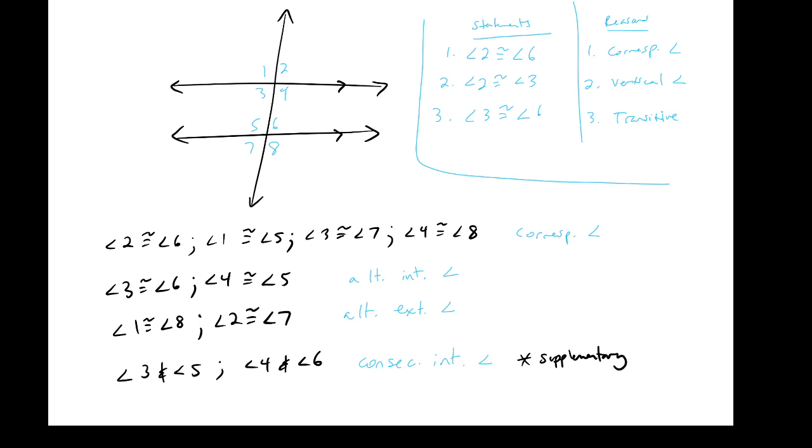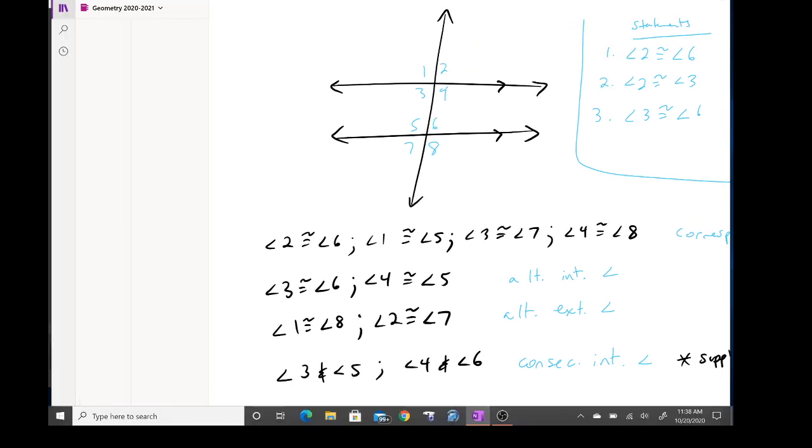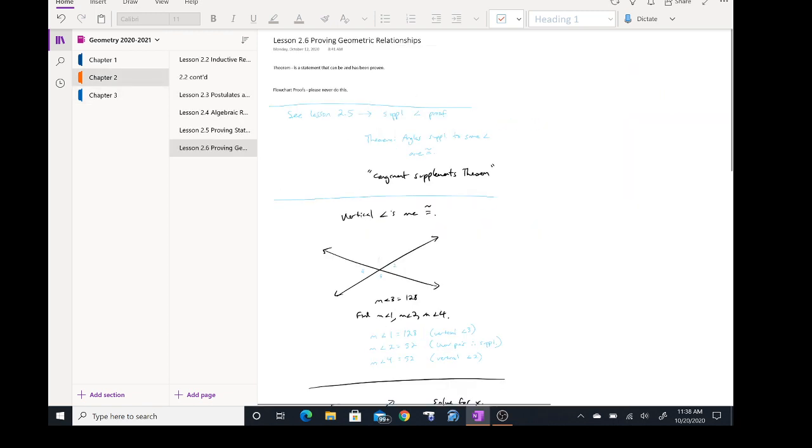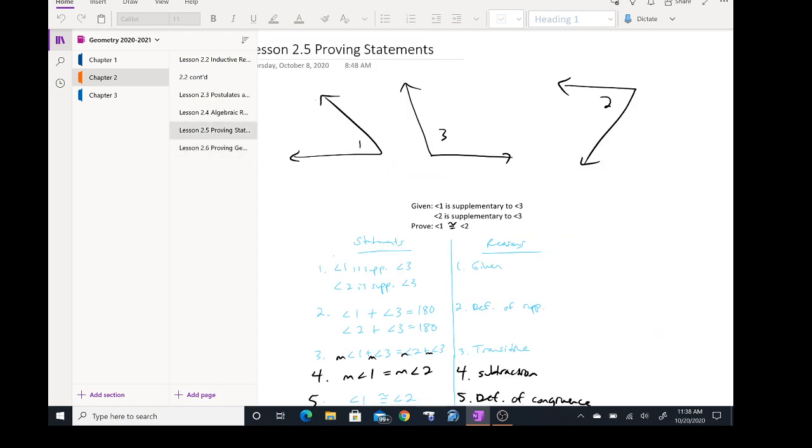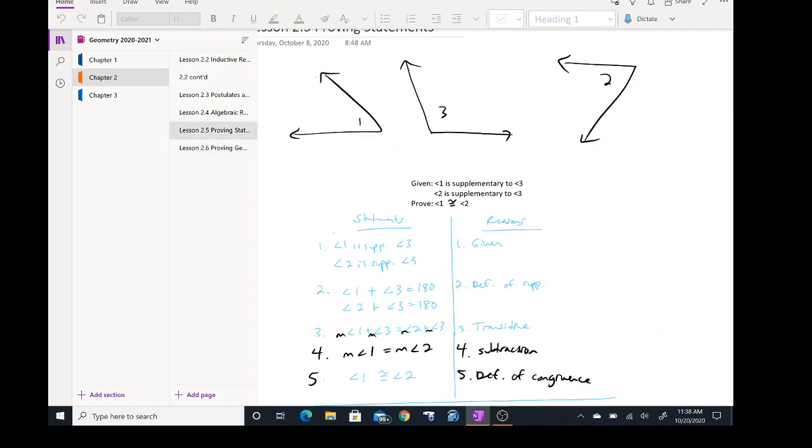But of course they are. Let's go back and take a look. Going back, lesson 2.6, it's this theorem right here. That's the congruent supplements theorem, which we actually proved before, showing that when we have two angles that are supplementary to the same angle, they're actually congruent.